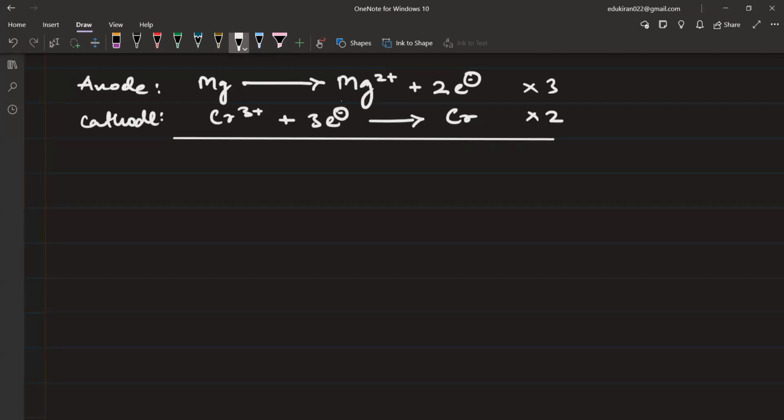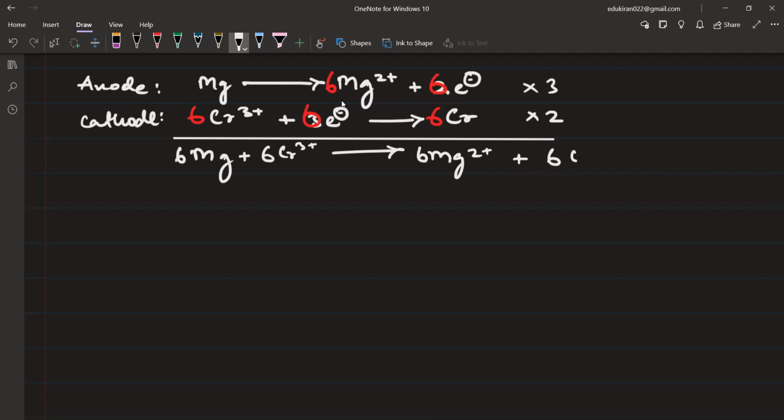Very good. So you'll get this as 6, 6, and 6. So we'll write here 6 Mg plus 2 Cr3 positive is going to give me 6 Mg2 plus and 2 Cr. Correct? Yes or no? Yes.